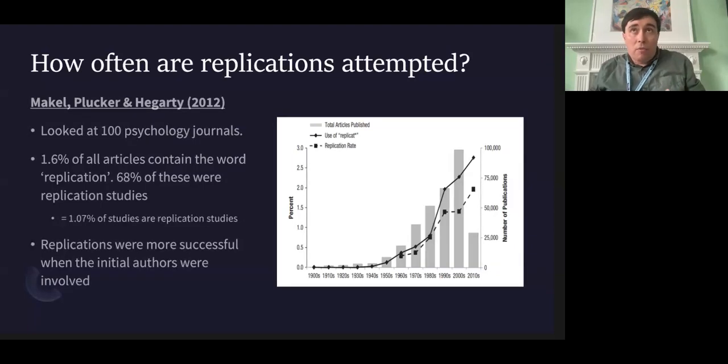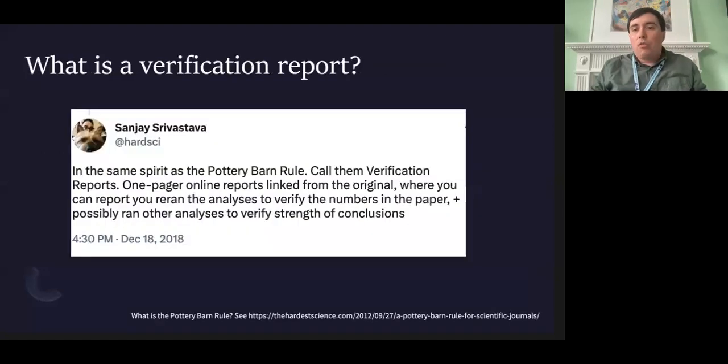Yes, numbers have definitely gone up in the number of replications since 2012, but even a slight uptick when you're starting at 1% is a drop in the ocean. So they're not that common. I also want to talk about this idea of what a verification report is.